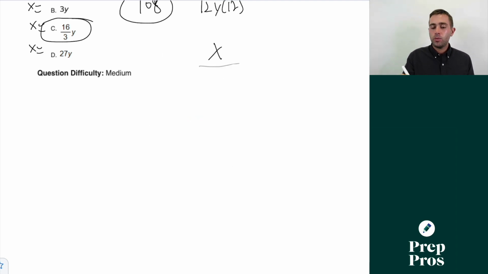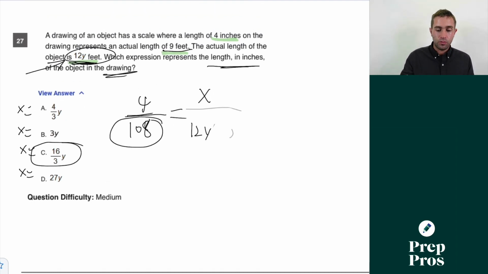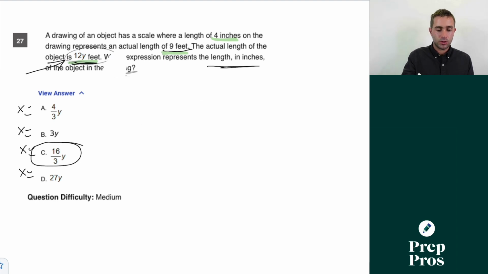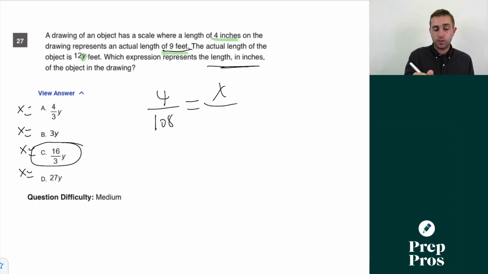Now, another way you can approach these, because often these can feel really tricky when you have this kind of weird unit conversion stuff happening, is I said, let's just say that y is 2 feet. So if y equals 2 feet, that would give us our same 4 over 108 equals x over, well, 12 times 2 is going to be 24. So what we're going to get is this over 24 times 12.